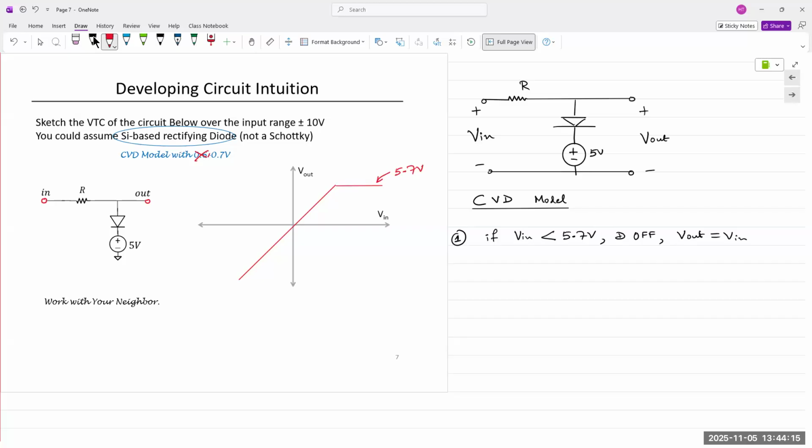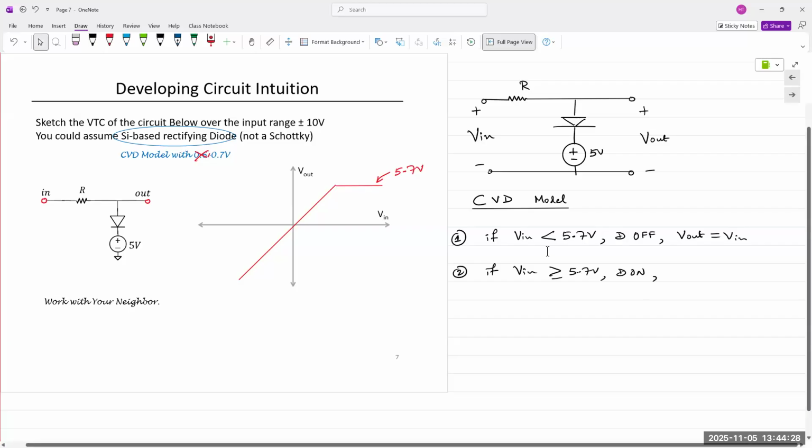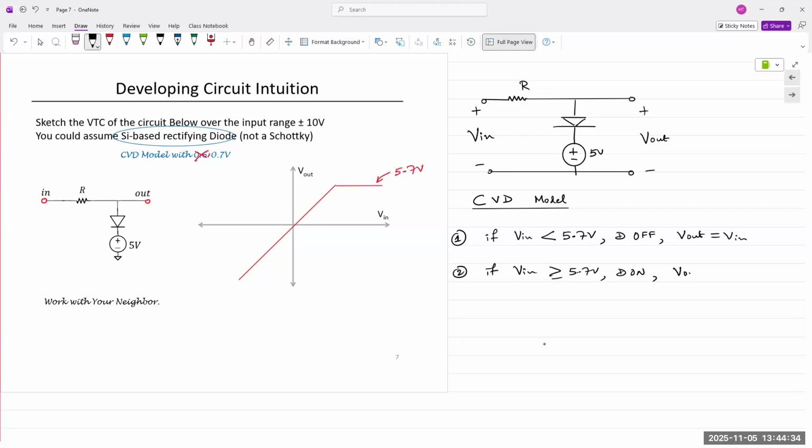And once it turns on, if V in is greater than or equal to 5.7 volts, the diode turns on. If the diode is on, then it behaves like a voltage source of 0.7 in series with the 5 volt source. So V out would remain constant at 5.7. That is the answer. Okay, 5.7.